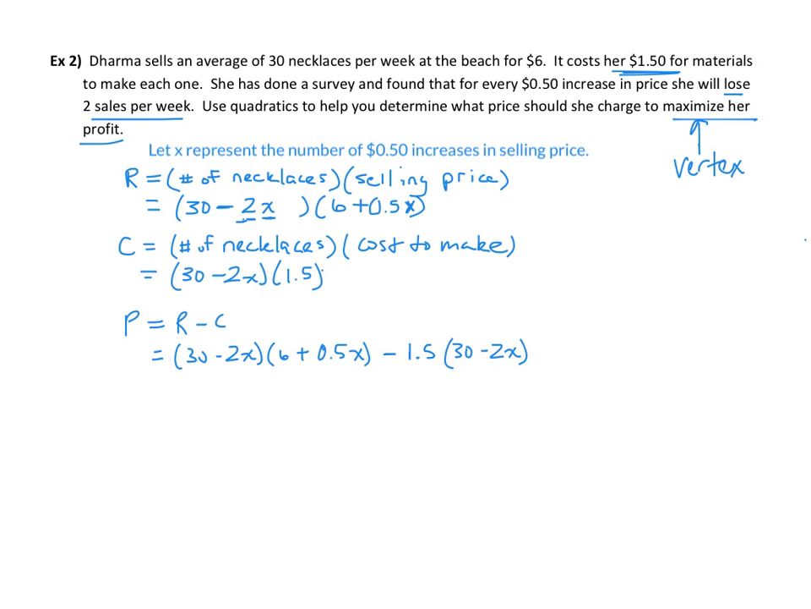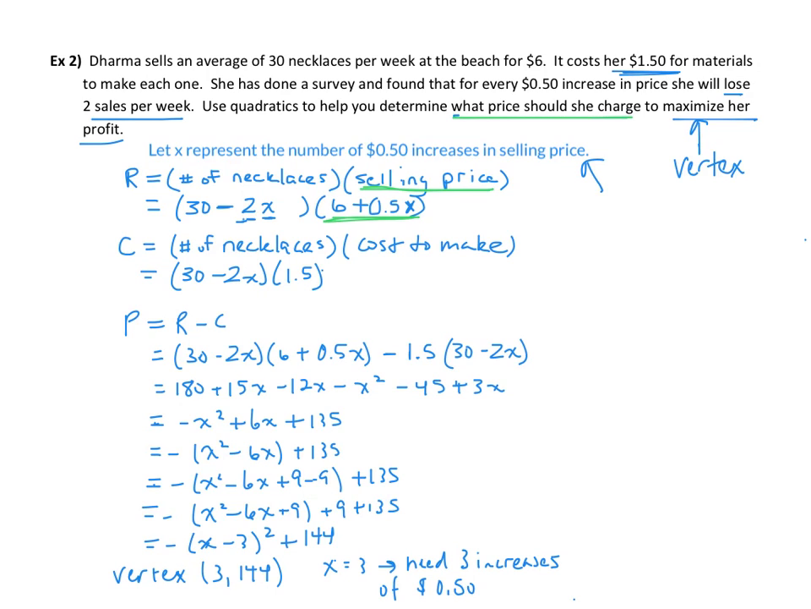So a couple of options here. Expand and simplify. Then you can either complete the square, or you can use negative b over 2a to get the x coordinate, which would be our number of 50-cent increases in selling price. And then you can sub that into your equation for profit to get the maximum profit. But what we're really asked for is what price she should charge. And remember, the selling price comes from here. The price that she should charge comes from the selling price, or this expression. So when we find the x-coordinate of the vertex, we want to put it in the 6 plus 0.5x. So take some time, expand, simplify, see what you can come up with there.